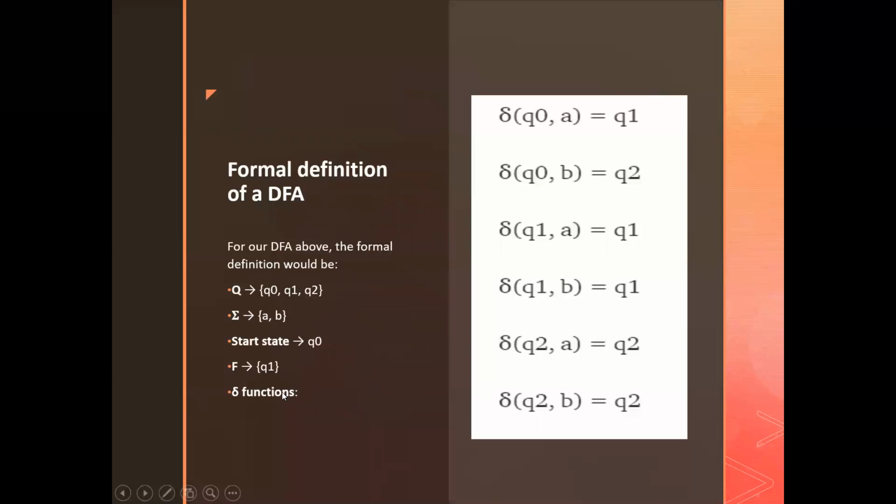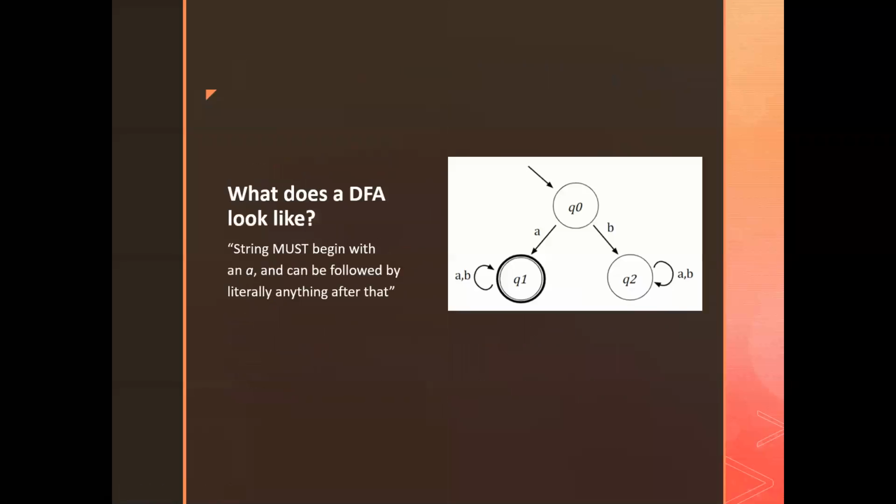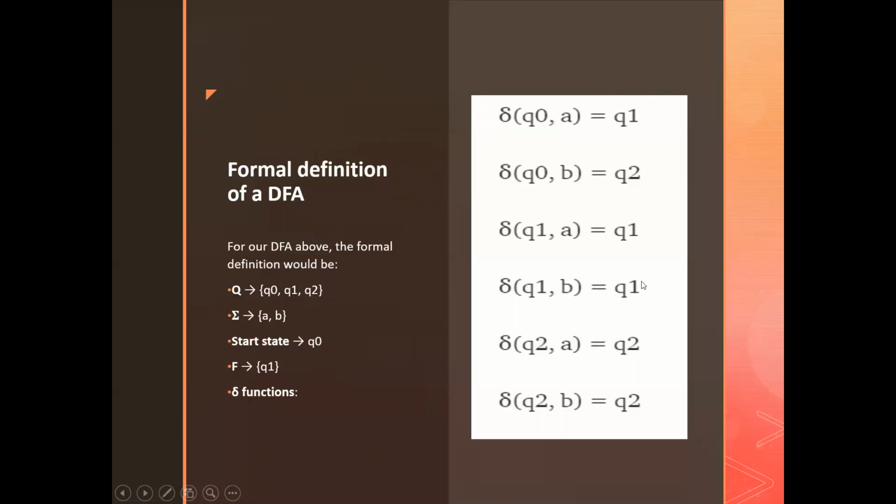And the delta function, or state transition function, is mentioned here. So if Q0 has input A, it is transiting to Q1. Then Q0 on input B, it is transiting to Q2. So on A, it is transiting to Q1, and on B, it is transiting to Q2.